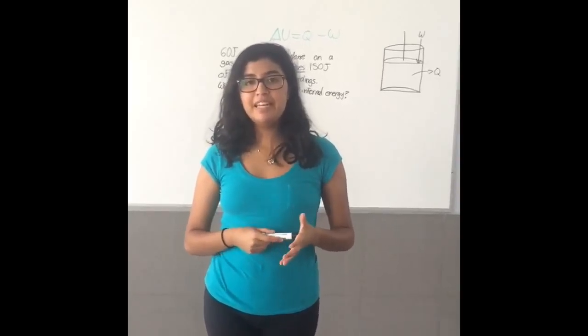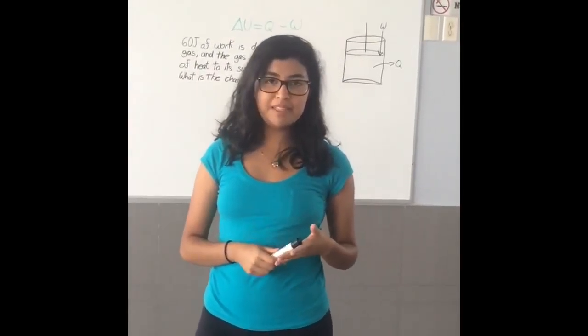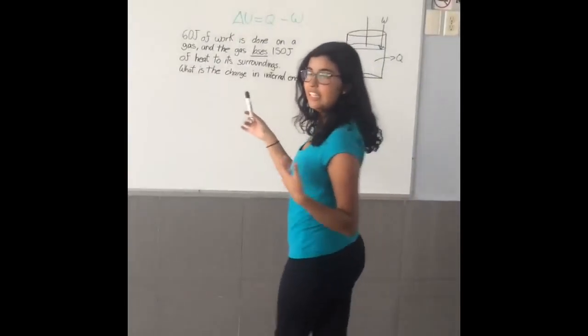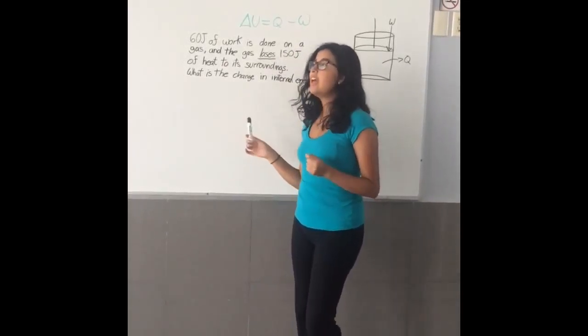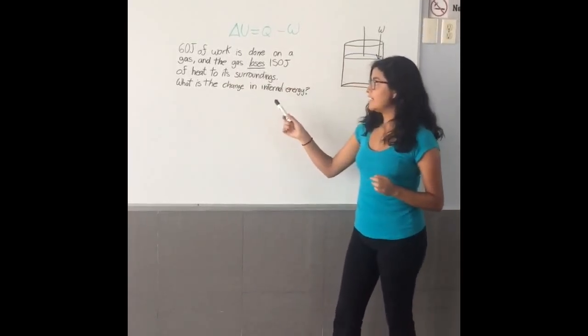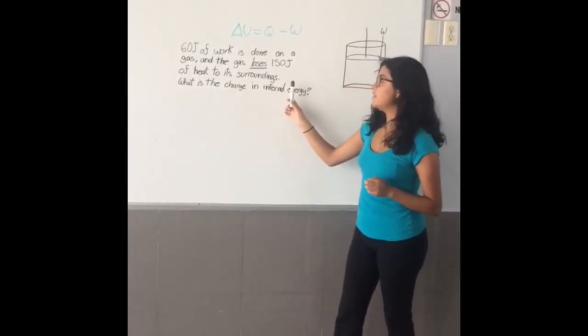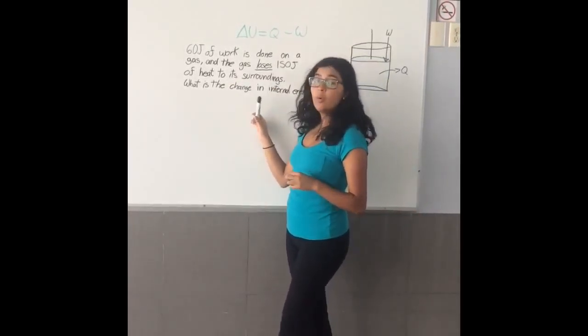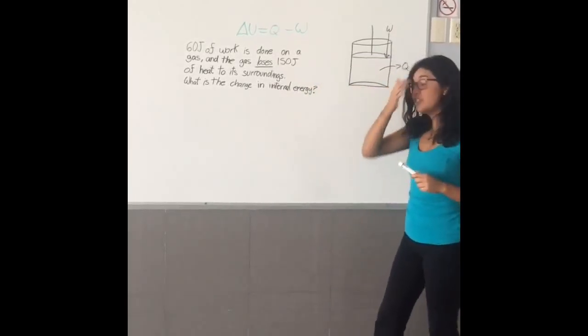As explained, the first law of thermodynamics explains how the internal energy of a system works. And here is an example. 60 joules of work is done on a gas, and the gas loses 150 joules of heat to its surroundings. What is the change in the internal energy?